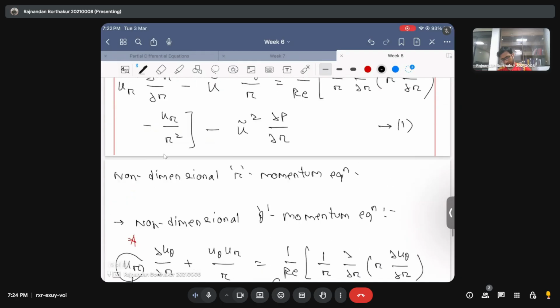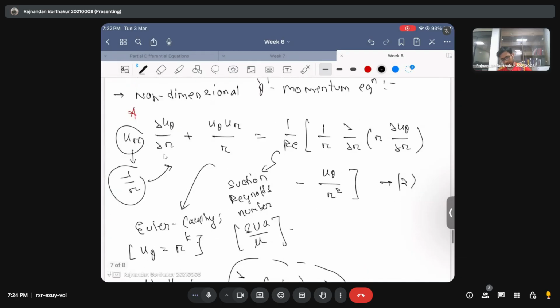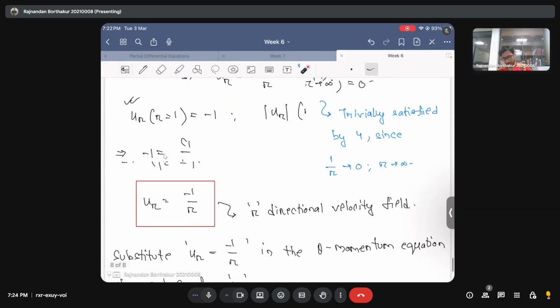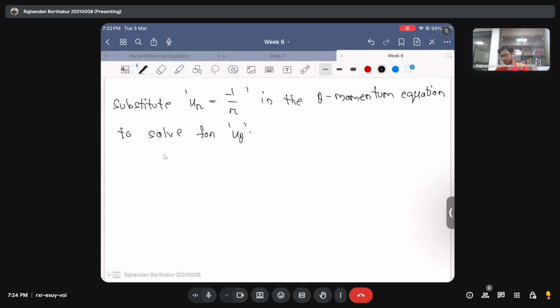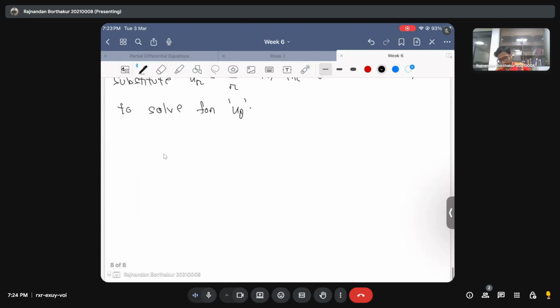So this is the theta momentum equation, right? So this is basically your theta momentum equation. So let's write it down once again such that you can understand it more clearly. So this is the theta momentum equation.